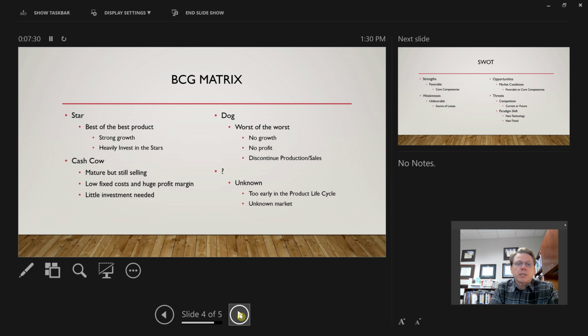This is a mature but still selling product, low fixed costs and huge profit margin because you've already paid for all the fixed costs and all you're doing is paying for variable costs. The factory's already been paid for, the machines to make the product have already been paid for, and all you're paying for is the materials and the labor to make the product, the variable costs. And there's no real investment needed because people will continue to buy it because it's a mature product and they've always purchased it. The best example I can think of is Clorox bleach. That's a cash cow. They don't do anything with it, people still buy it, and it just keeps bringing in profits.